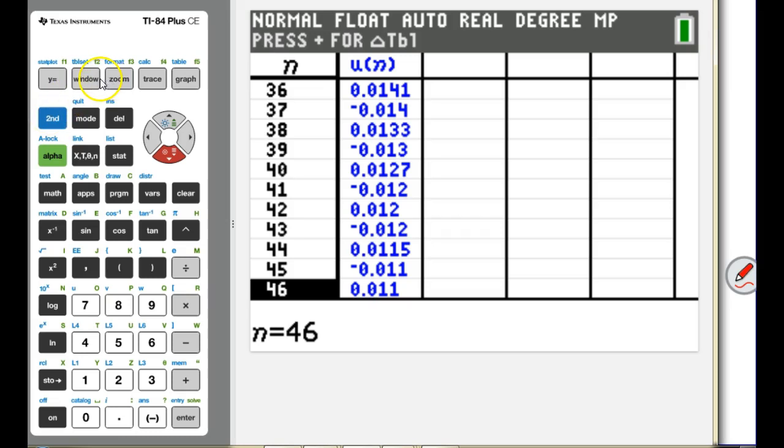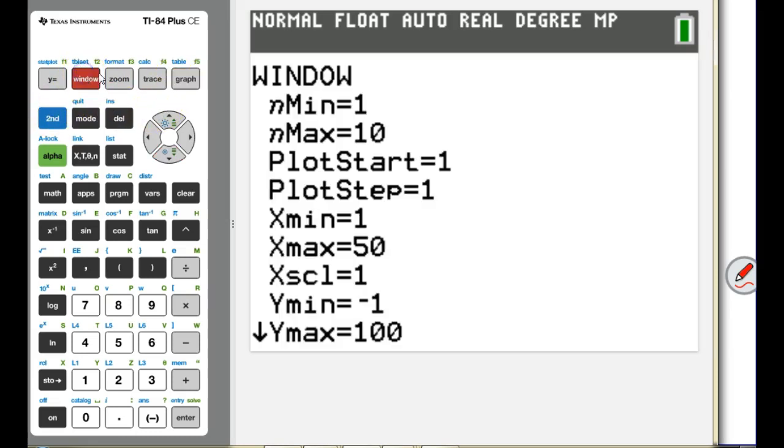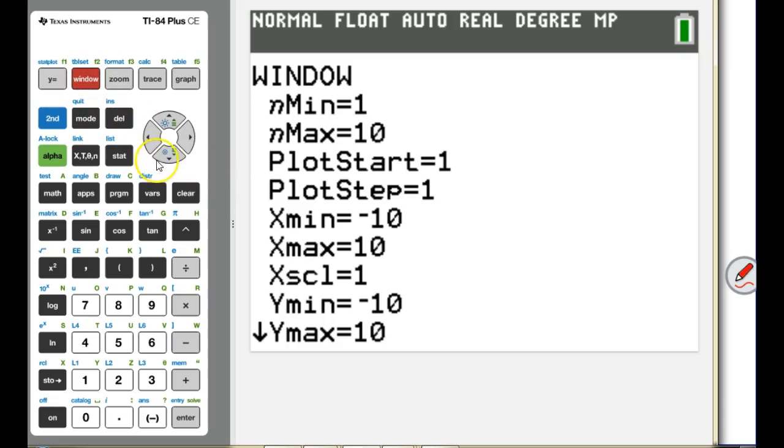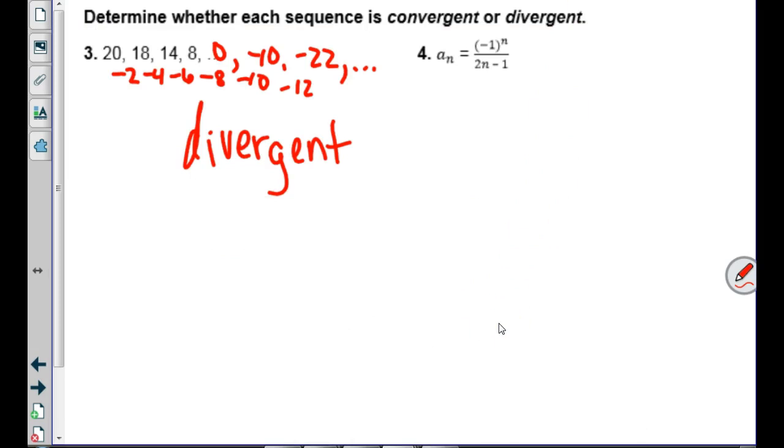If you attempt to graph this, it will depend what you have your window set on. If I try to zoom standard, would it do anything exciting? It's hard to tell here, but it's bouncing back and forth. I think I'd have to make my Y window pretty small to actually see what's going on. Like -2 to 2 or something. But it is getting closer and closer to 0. So it's convergent.